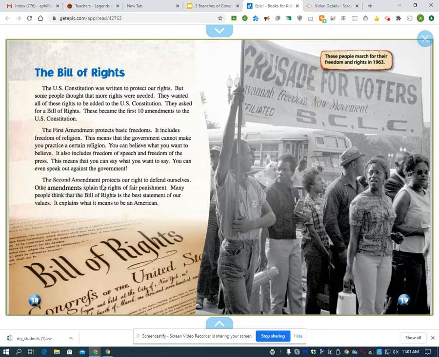The Second Amendment protects our right to defend ourselves. Other amendments explain the rights of fair punishment. Many people think that the Bill of Rights is the best statement of our values. It explains what it means to be an American.